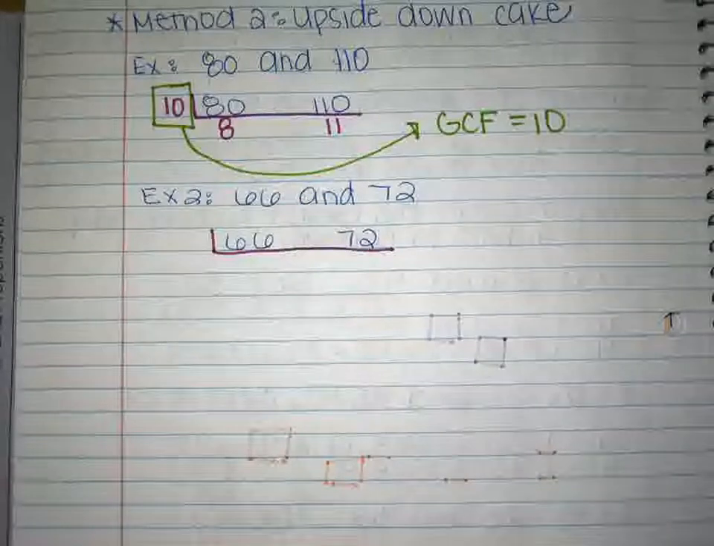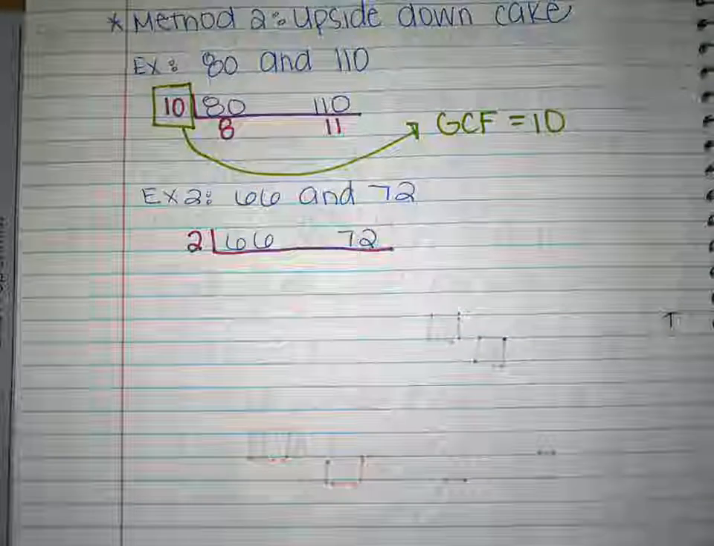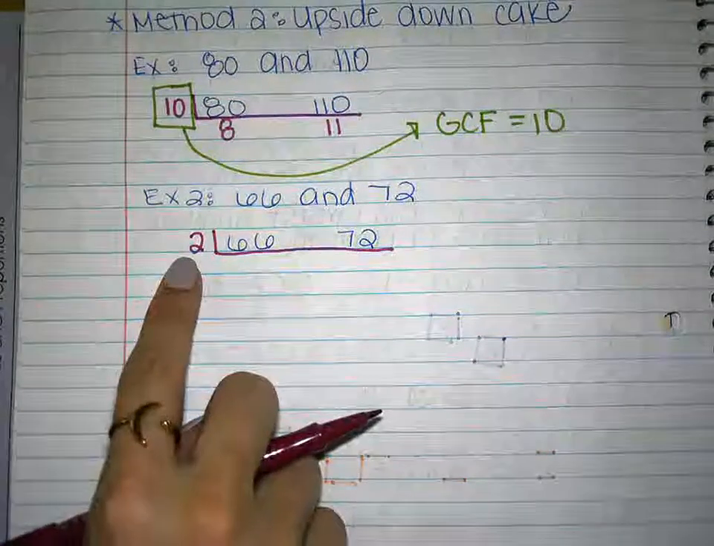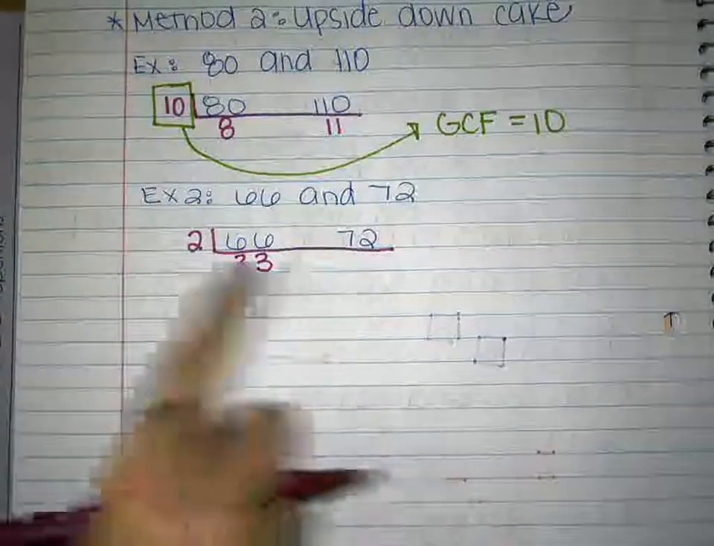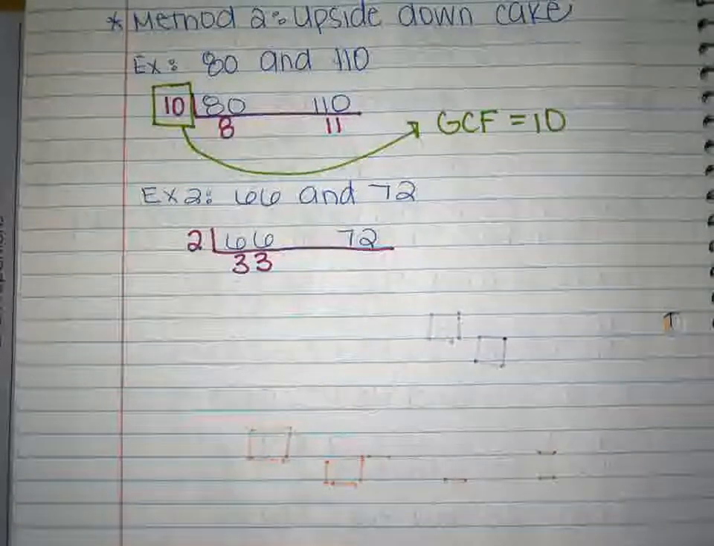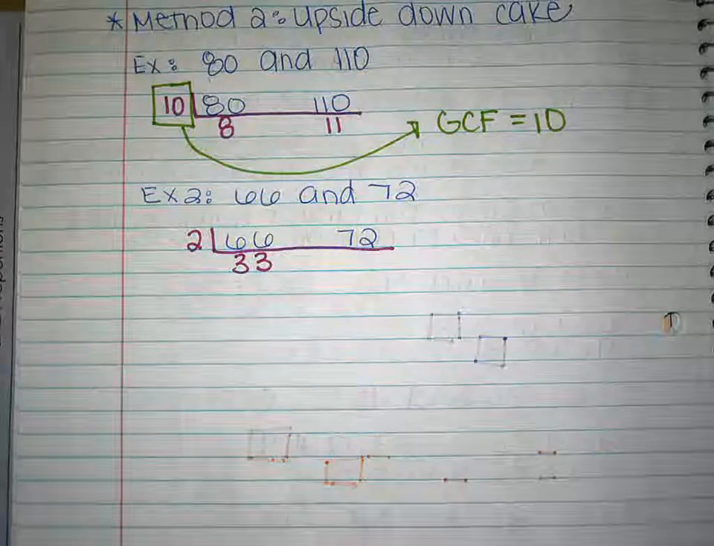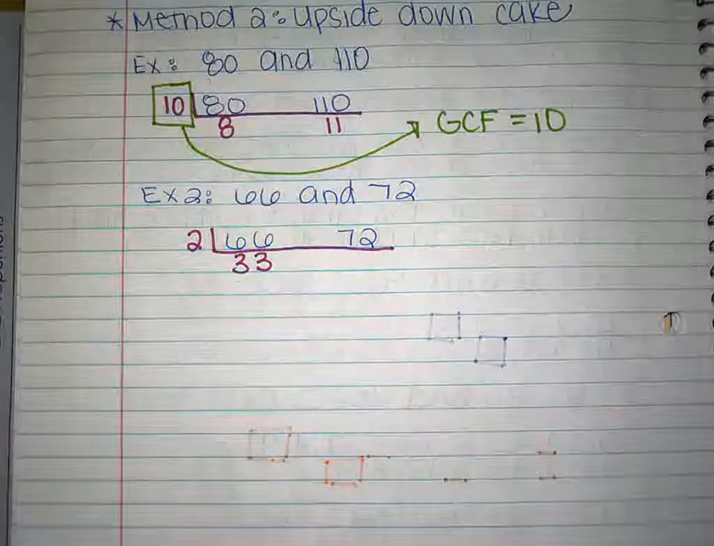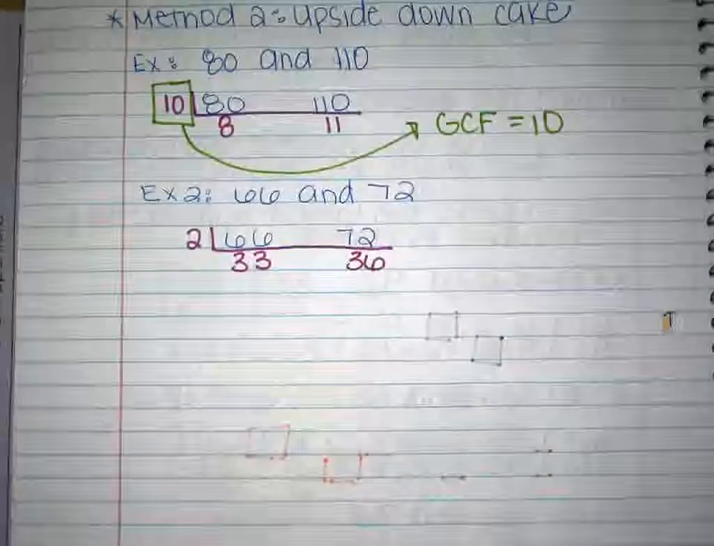And 66 and 72, the first number that I see that I can take out is a 2, because they are both even numbers. So I have to ask myself, 66 divided by 2 is 33. And 72 divided by 2, I don't have it memorized, so I have to figure that out. I have to do the math. 72 divided by 2 is 36.